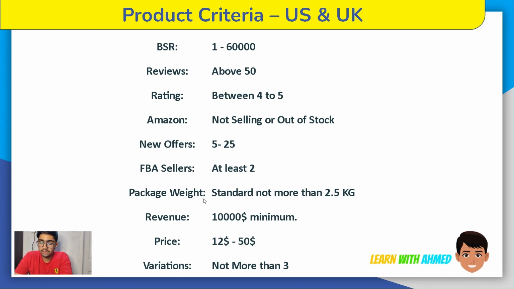If you are selling in an electronic category, like a mixer or a food factory or something, the average cost may be $400, $500, 100, 200. So it can vary according to your category also. Variation, again, not more than 3 recommended.